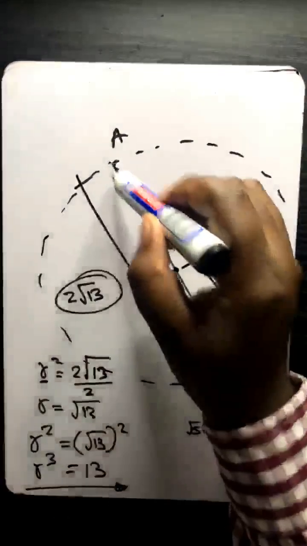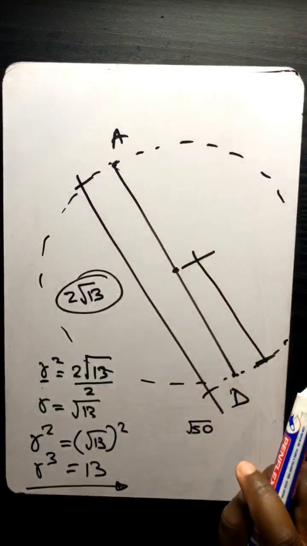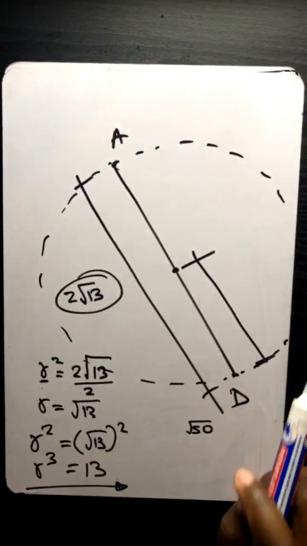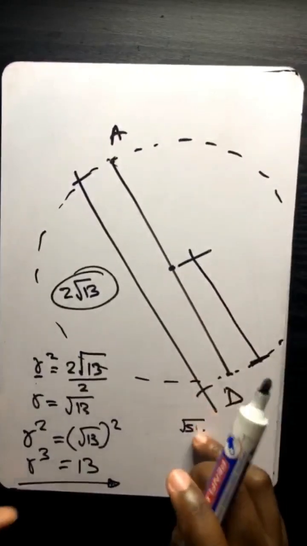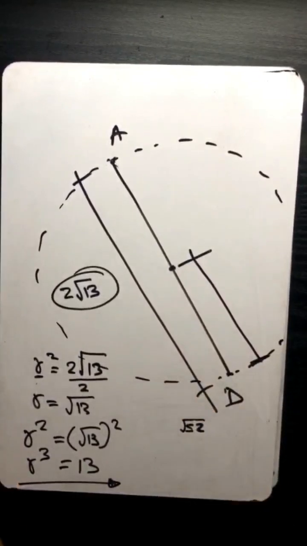This length, was it square root of 50 or what was it again? I also got to the square root of 13, not 50. Not square root of 50. No, it was square root of 52. Okay, I remember. It was square root of 52, not square root of 50. Let's see, square root of 52. Yes, it's 2 square root of 13.